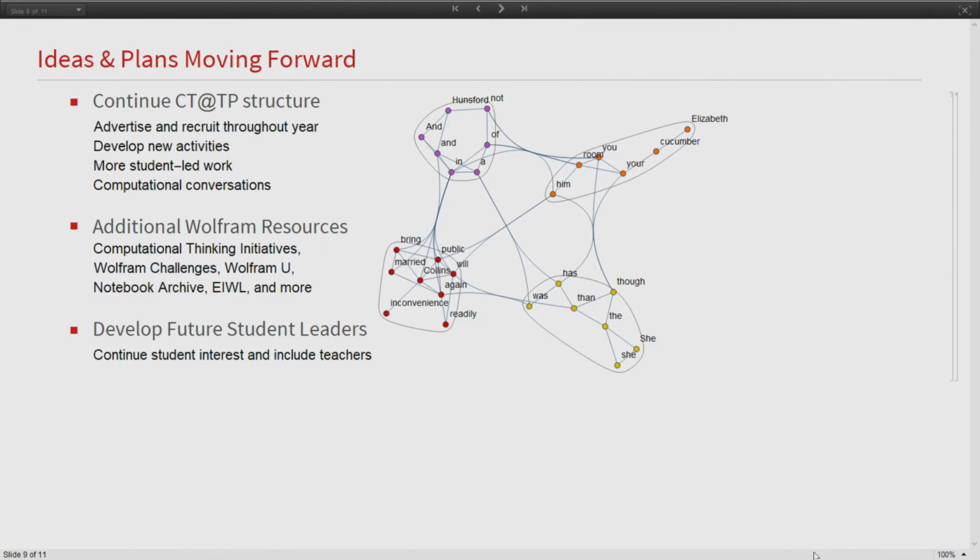There's additional Wolfram resources I want to explore, computational thinking initiatives resources, the Wolfram challenges, Wolfram U, the notebook archive, which could also be a great place for students to publish and share their own work with the world. And continue working with the elementary introduction book. I wanted to continue developing the future student leaders, so when these fine students graduate, I'm not starting from scratch next year. That's one of the challenges, certainly in an educational setting, is making sure you have that continuity. So go ahead to the next slide.